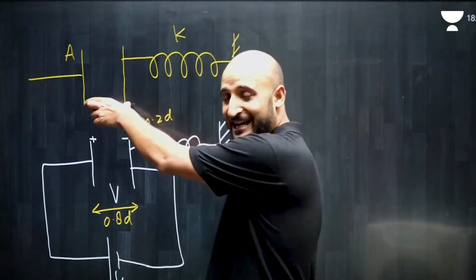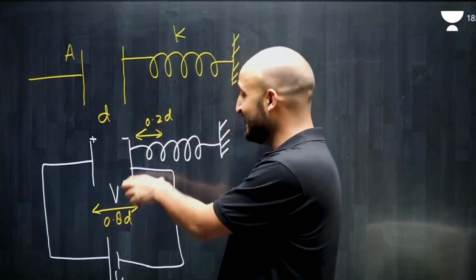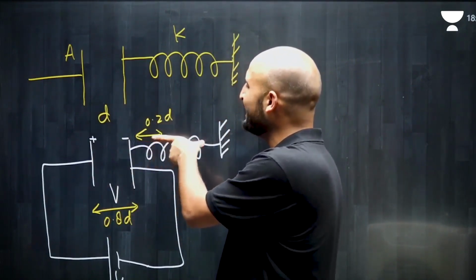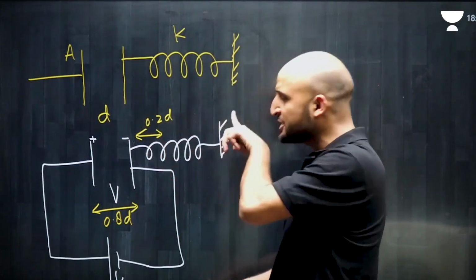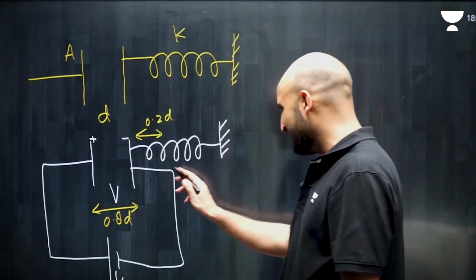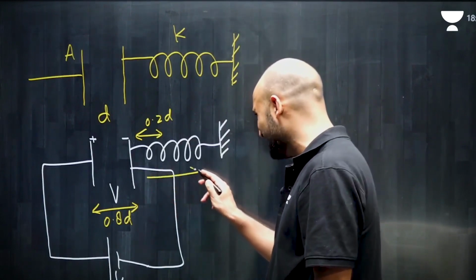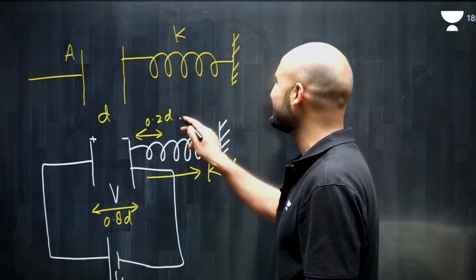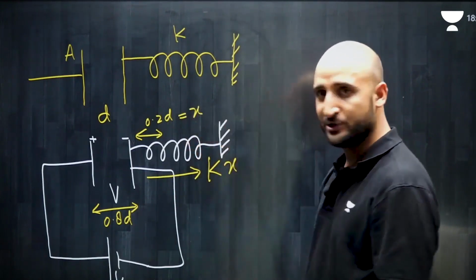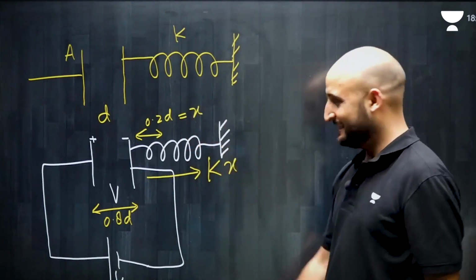Initially it was D. Now it is 0.8 D. That means the elongation that has happened in the spring is 0.2 D. So when there's an elongation in the spring, a spring force will be developed here, and that spring force will be equal to Kx, where x is equal to 0.2 D.